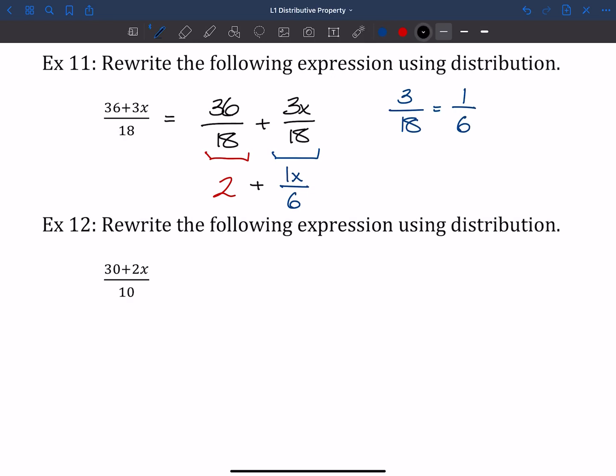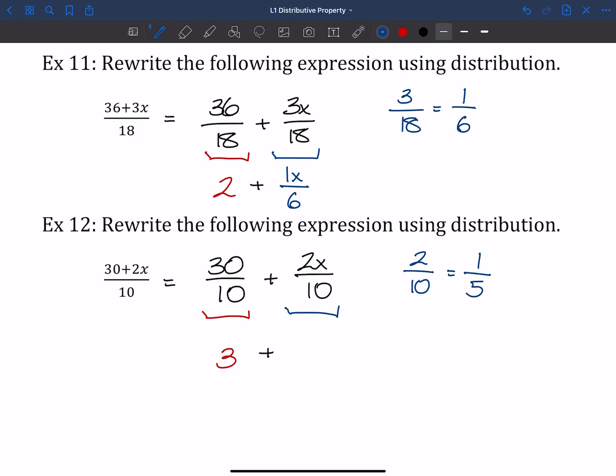We're just practicing. All right, so on this one, I can break this up into 30 divided by 10 plus 2x divided by 10. All right, so same idea as the last one. 30 divided by 10 is just 3. Then that other chunk, 2x over 10. On the last one, we could reduce the fraction with the numbers, right? 2 over 10 is the same thing as 1 over 5. So I can call this 1x over 5 instead.